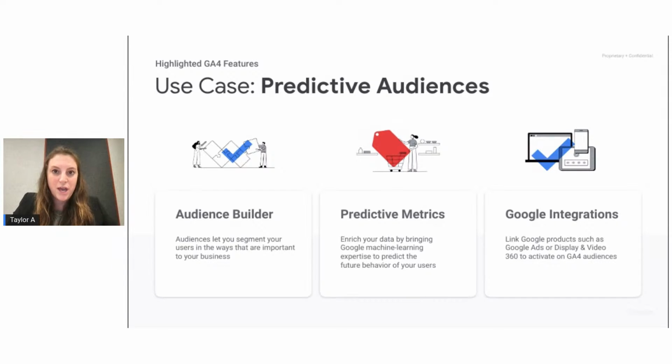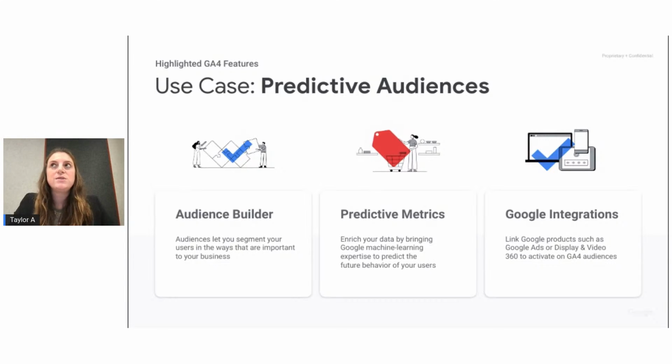So with Audience Builder, you can create your own custom audiences, or you can use our pre-built ones that are in Google Analytics 4 for you, such as predictive metrics. So likelihood to purchase in 7 days, 28 days, likelihood to churn, meaning they're not going to come back to the site for 7 days.